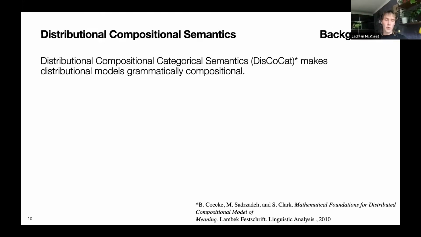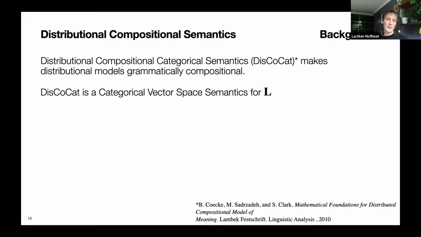And so we turn to distributional compositional semantics as a way to fuse the distributional semantics and the compositional grammar that I've introduced so far. A very famous model of this is, of course, DiscoCat, distributional compositional categorical semantics, which makes distributional models grammatically compositional. You could reword this as: DiscoCat is categorical vector space semantics for Lambek calculus, or it's equivalent to this. And what we've done, obviously, as in the title of the paper, is provide a categorical vector space semantics for bang L star. So I'll now take you through how we build this categorical vector space semantics.